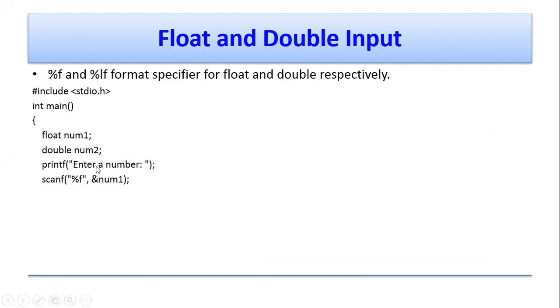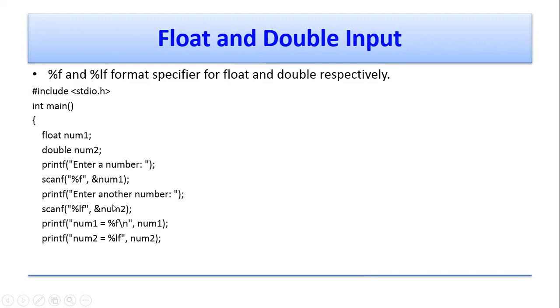So in here, I print the message to input a float value, and then take the float value, and then I output the message to insert a double value or another number, and then here I specify the data type is double, and here I specify the address of the double variable, right? So then here I can print both inputs, right?